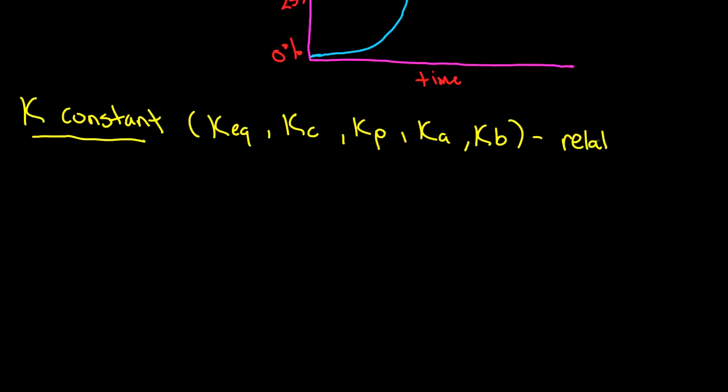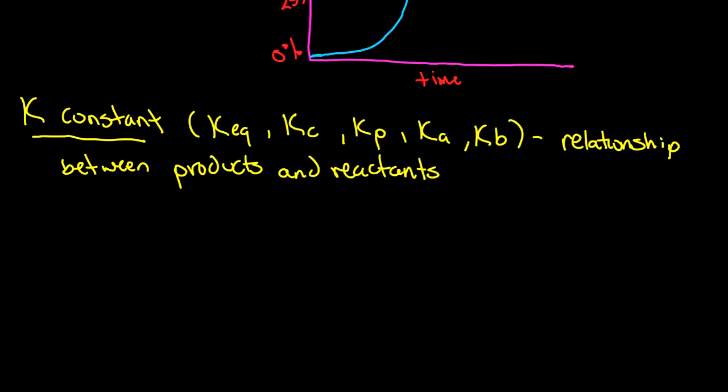So the relationship between products and reactants. And since it's a relationship, that means there's a formula. Now this formula is a formula to figure out a formula, so consider it a shell formula, and it'll make sense in a little bit.